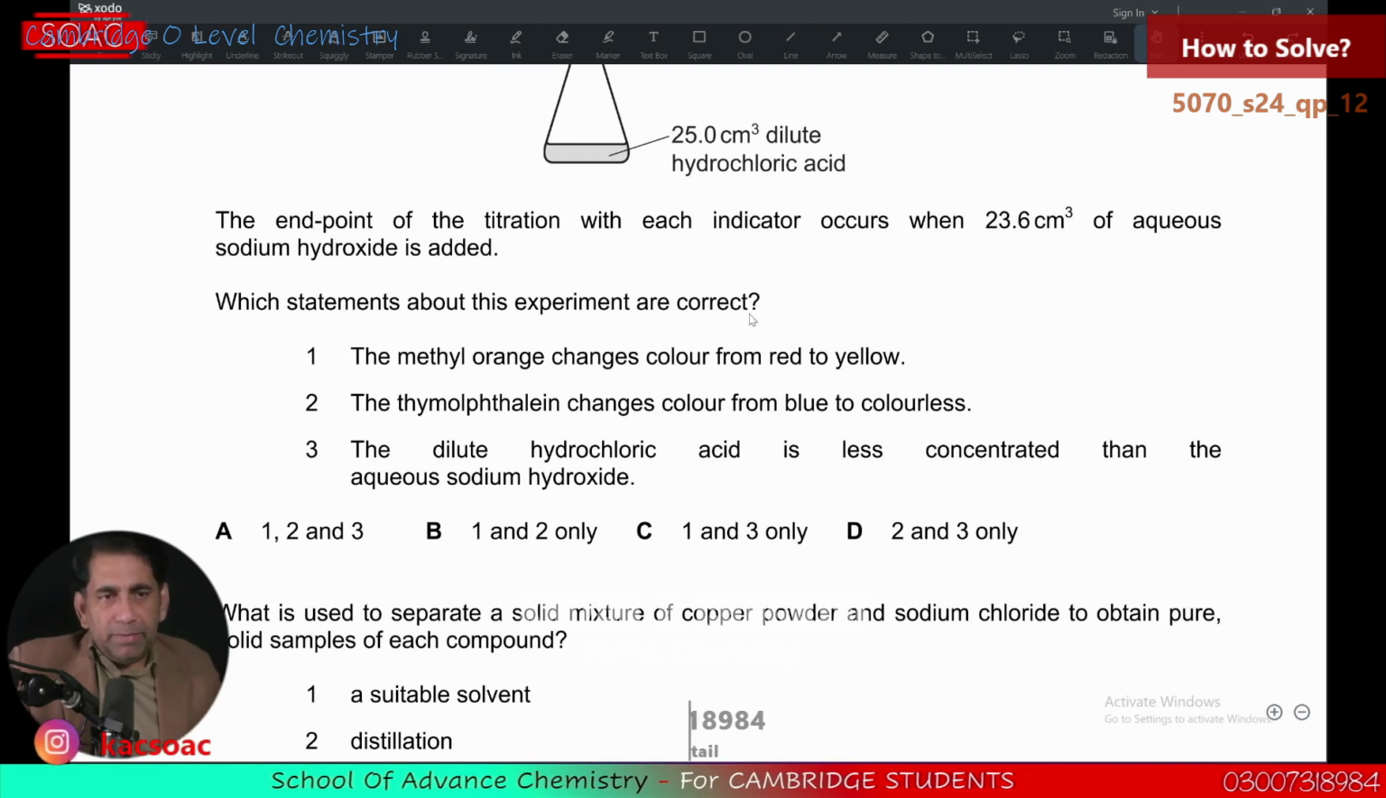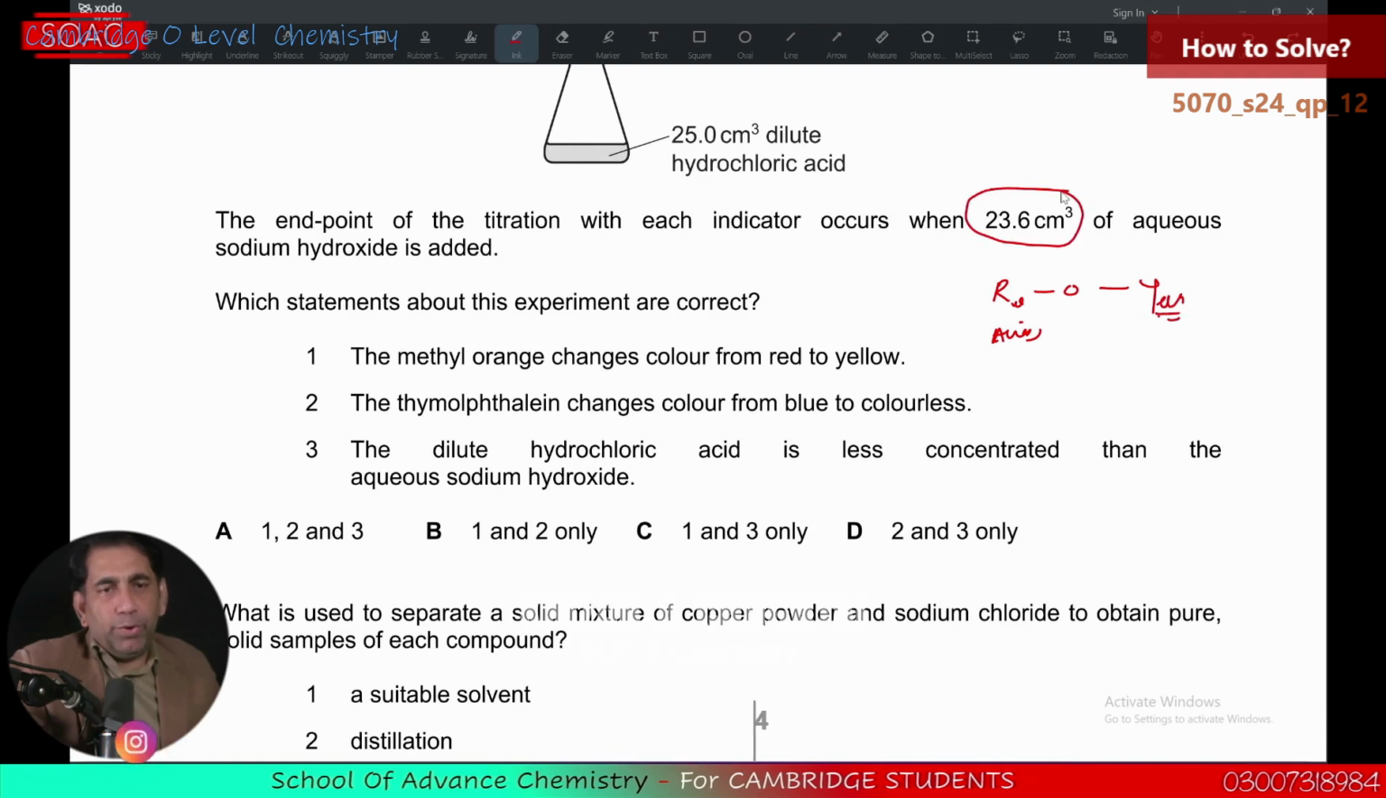Which statements about these experiments are correct? Number 1, methyl orange changes color from red to yellow. Yes, it is true. Basically, methyl orange has three colors: red, orange, and yellow. In acid its color is red, and finally we add NaOH from the burette, sodium hydroxide, which is an alkali. So its color will finally be yellow; it is yellow in alkali. So the first one is the correct option. Thymolphthalein changes color from blue to colorless. No, that is incorrect. It will change from colorless to blue.